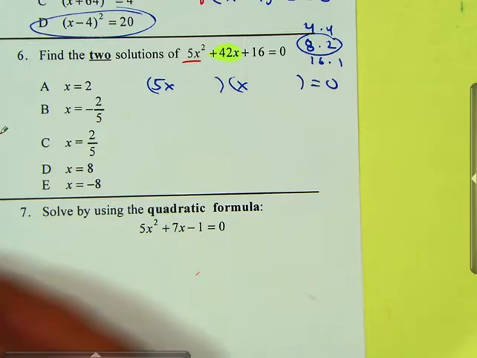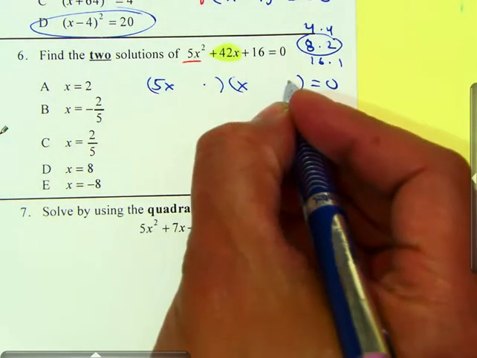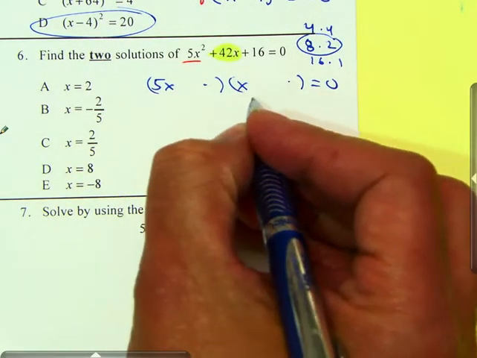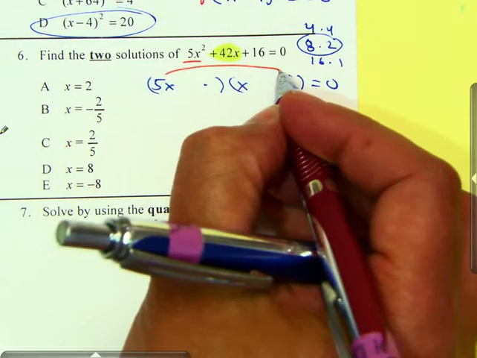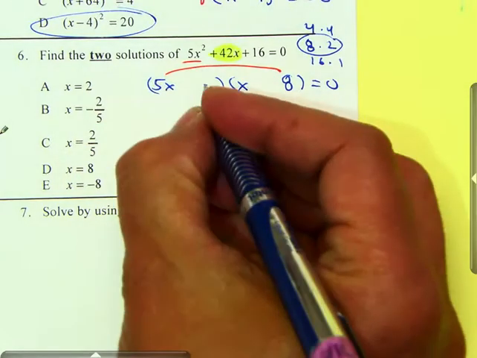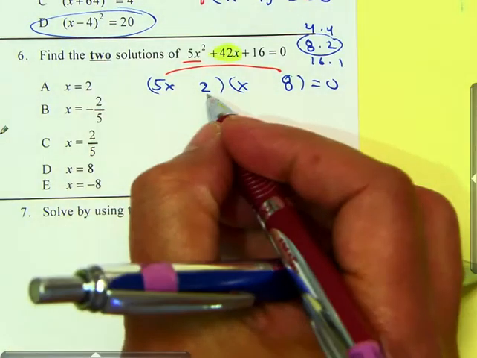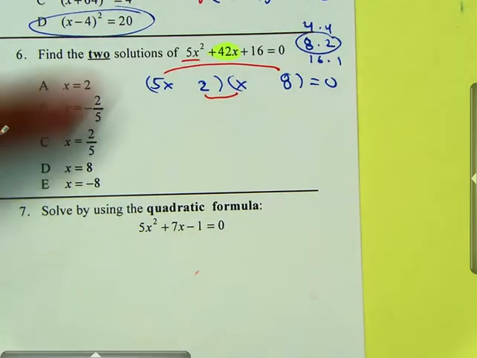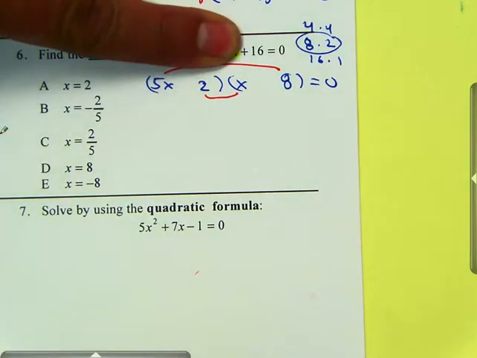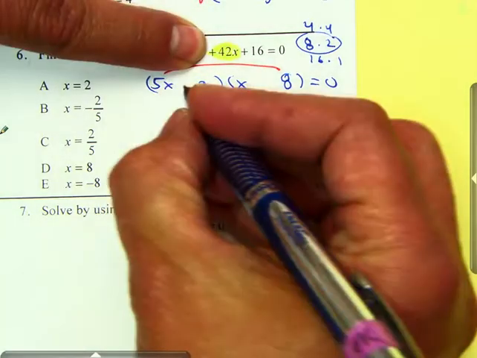So I need to decide, should I place my 8 here and my 2 here, or my 2 and my 8? Correct. I should place my 8 here because this will give me a 40. And I'll place my 2 in here because this will give me a 2. So 40 plus 2 will be 42. That's a positive 16. That means that they need to have the same signs, both positives or both negatives. They need to add to a positive 42, so they both should be positives.